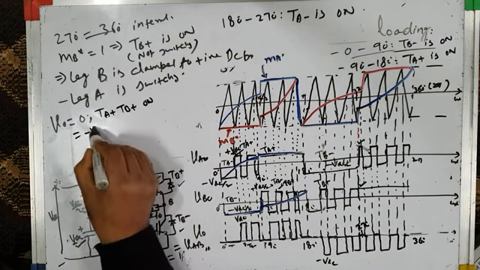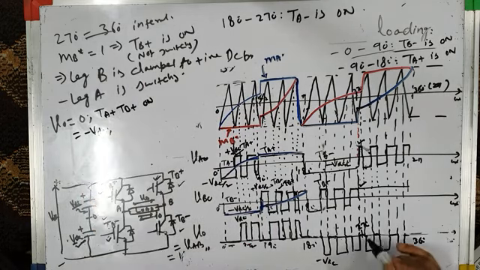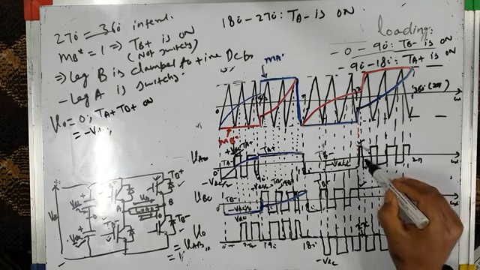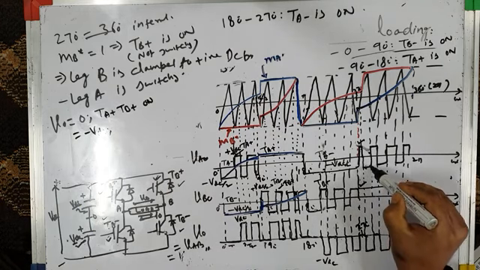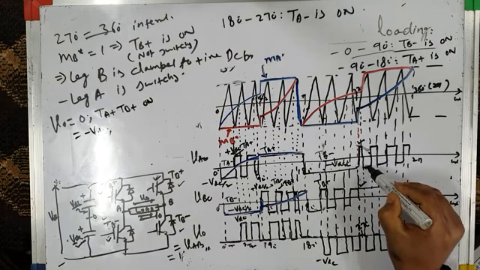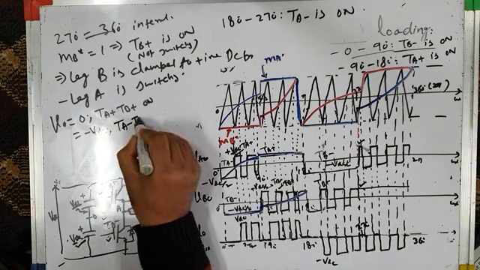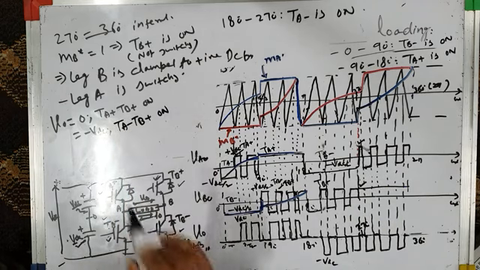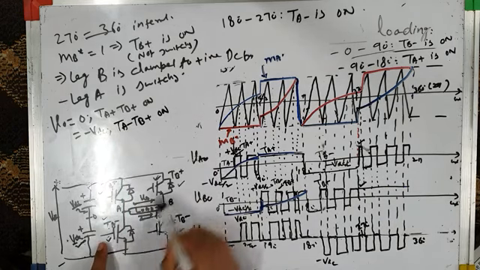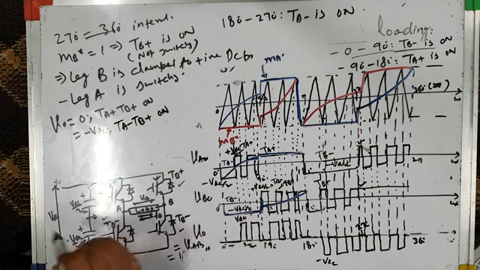Now it is equal to minus VDC. When it is minus VDC, your pole voltage VAO is minus VDC by 2. That means the bottom switch of leg A is on. TA minus and TB plus are on. So with TA minus and TB plus on, the load voltage is minus VDC.